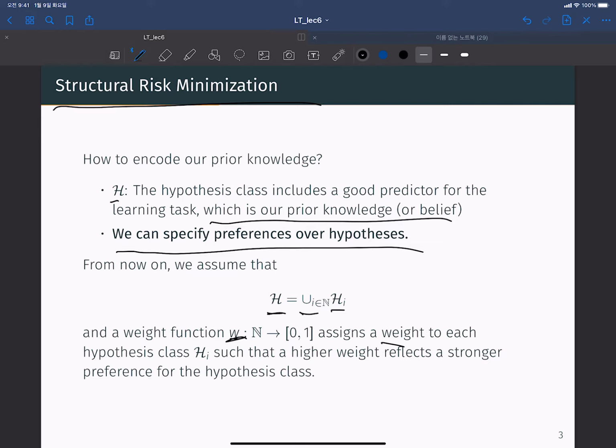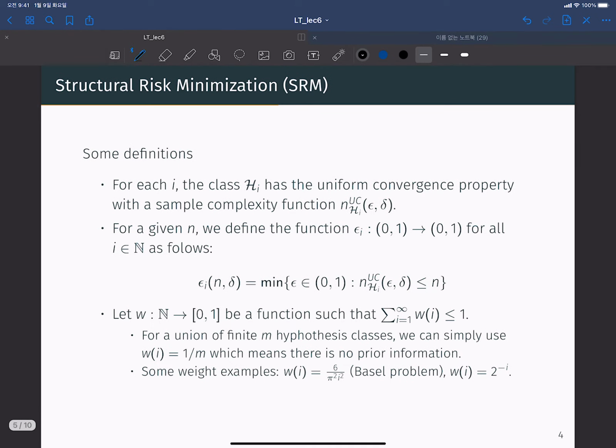Okay, the hypothesis set itself is one of our prior knowledge. In addition, we can specify preference over hypotheses, which will be defined by this weight function. The weight function will give us some prior knowledge, and the prior knowledge will control the learning process. So to understand structural risk minimization, shortly SRM, I'm going to introduce some definitions. For each i, the class H_i has the uniform convergence property with a sample complexity function.